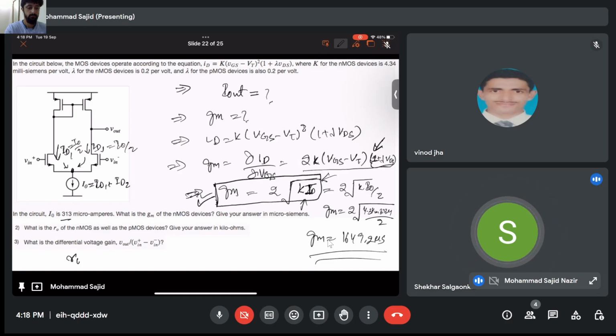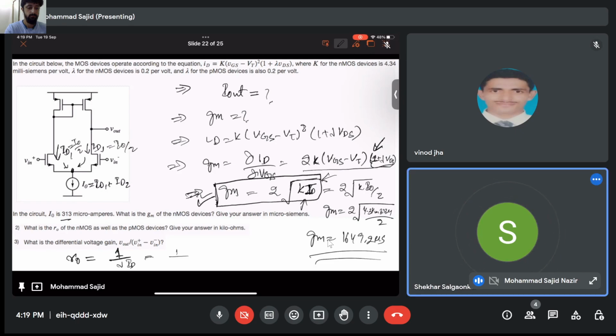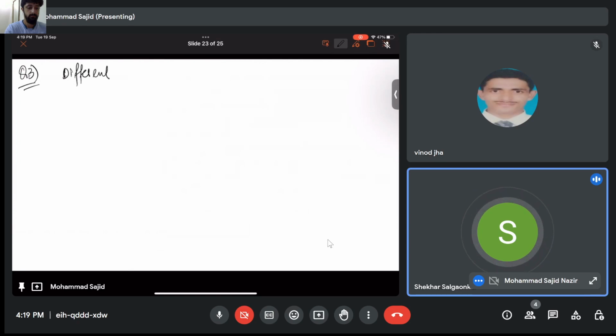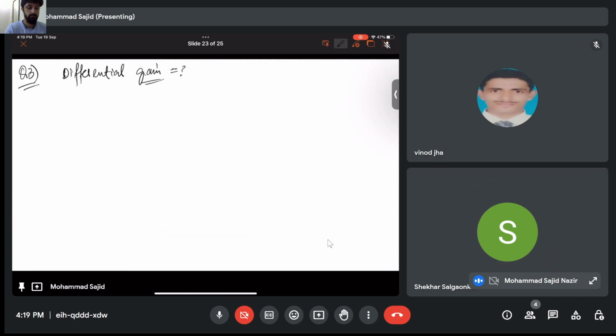Similarly, can you tell me what is R naught? 1 upon lambda ID. Okay, 1 upon lambda ID. Again, we can use the ID value directly, that is 1 divided by lambda times I naught by 2. So this will be 2 by lambda I naught. You can use this formula to calculate R naught. Now the third question, which is the main question here, is to calculate the differential gain. What is the differential gain here for the circuit?